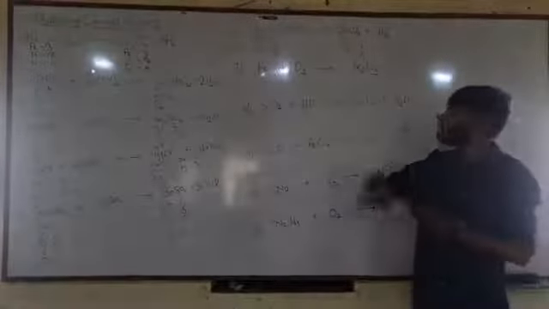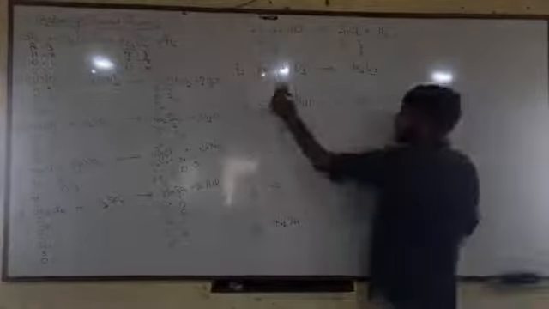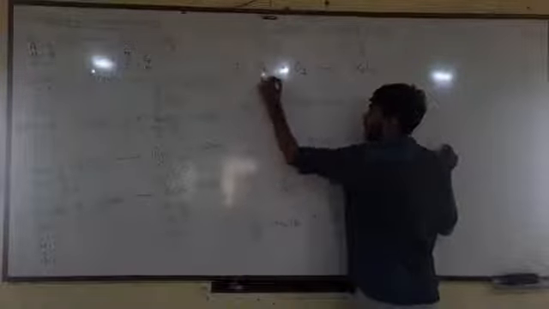Number 7 looks easy, but it isn't. Fe, that is iron, plus O2 gives Fe2O3, iron oxide, also known as ferric oxide or iron oxide, whatever you say. So let us see over here. Fe is 1 and oxygen is 2. Over here Fe is 2 but oxygen is 3. Now we need to balance this equation.